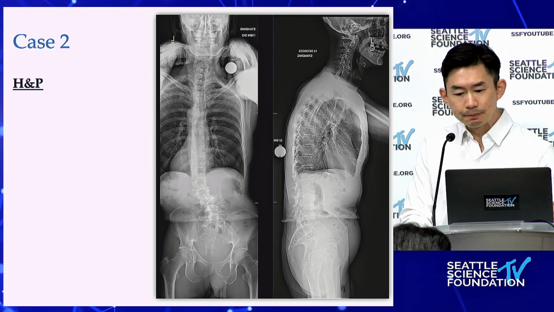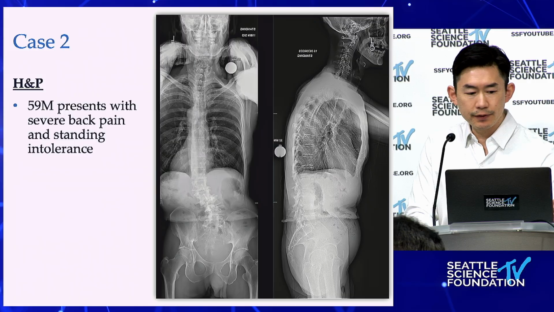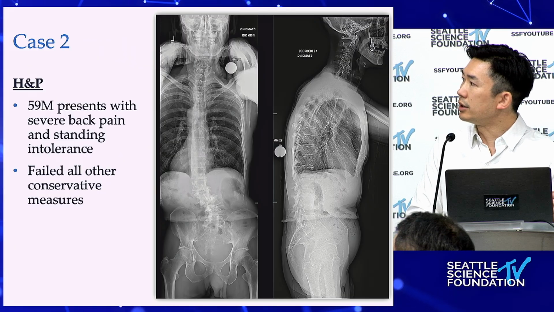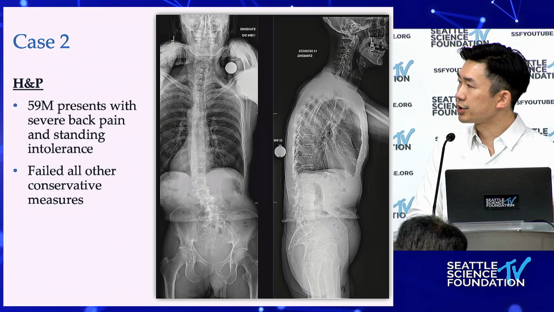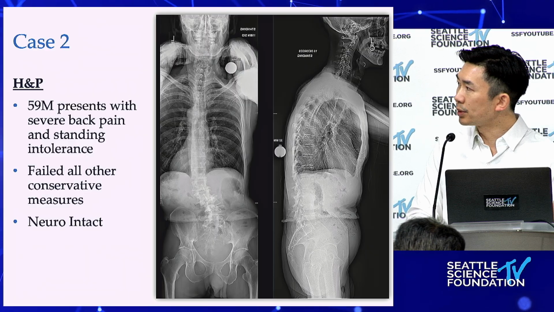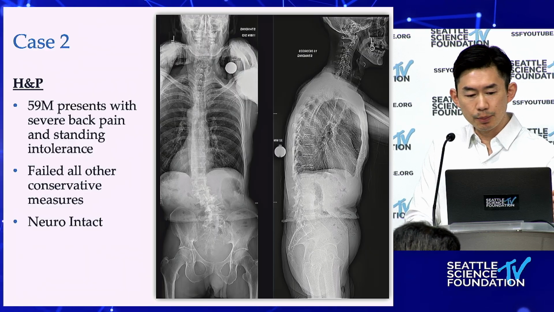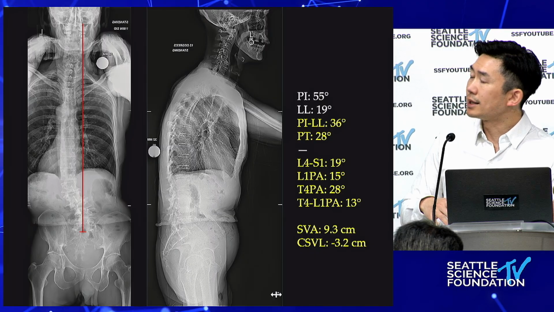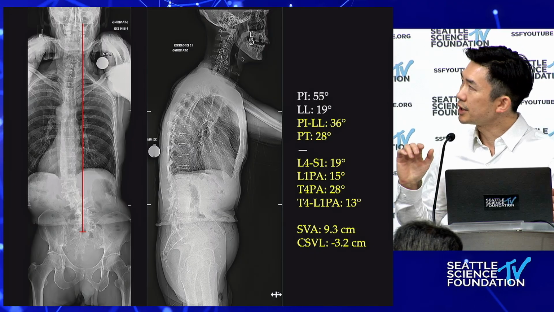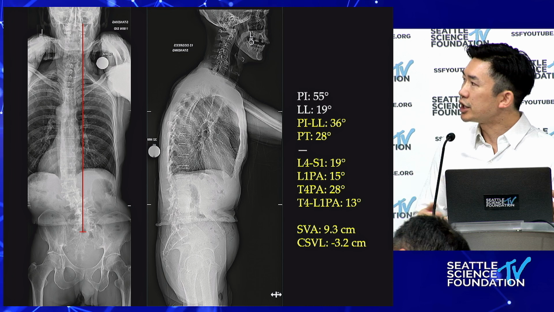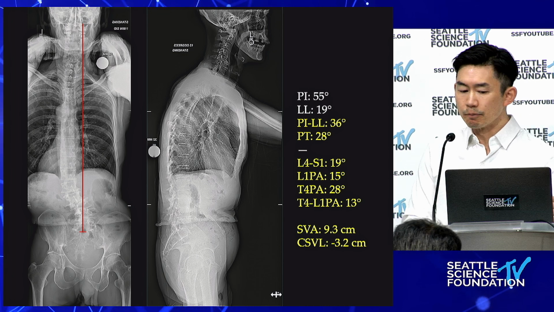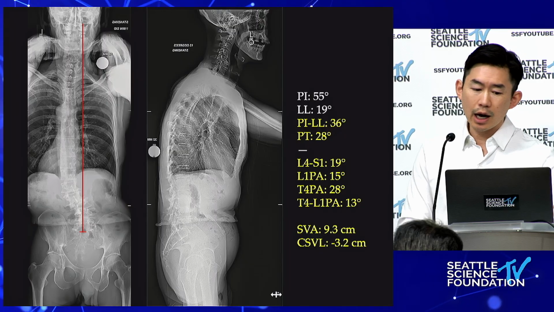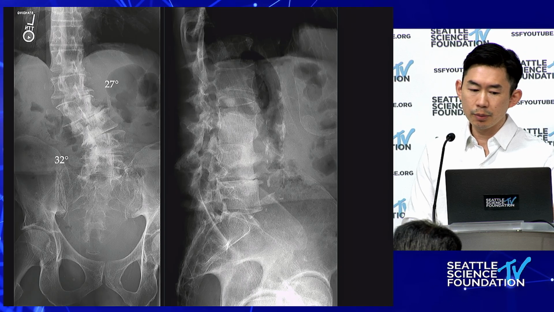Now, case two, here I have a 59-year-old coming in with severe back pain and standing intolerance. And you can see here, he's failed all conservative measures. He can't really live with this. Neuro intact. And a little bit closer view, he's coronally off and sagittally off, right? So you can see his PI and L mismatch. Nowadays, we're looking into L4 to S1. We're looking into L1 PA, T4 PA. So all of these are off on however you want to measure his deformity.